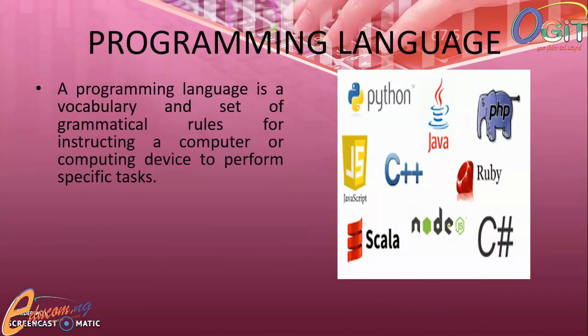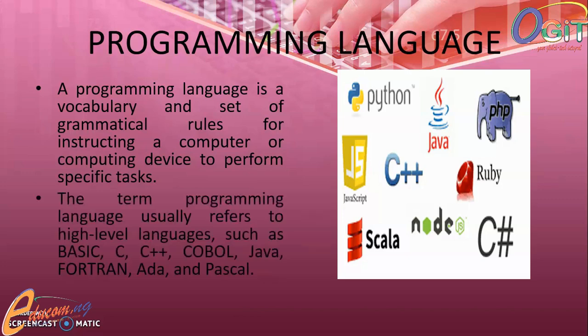Programming language. What is a programming language? A programming language is a vocabulary and set of grammatical rules for instructing a computer or computing device to perform specific tasks. In essence, a programming language is the language of a computer. The term programming language usually refers to high-level languages such as BASIC, C, C++, COBOL, Java, Fortran, Ada, Pascal, and a host of others.